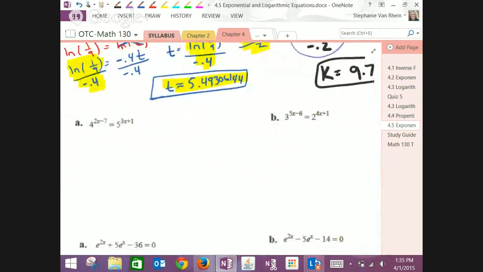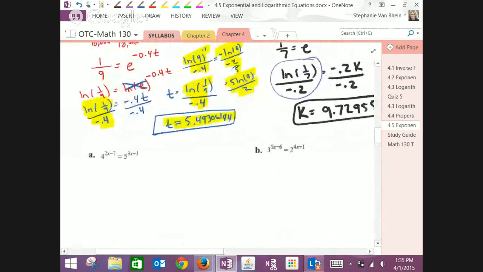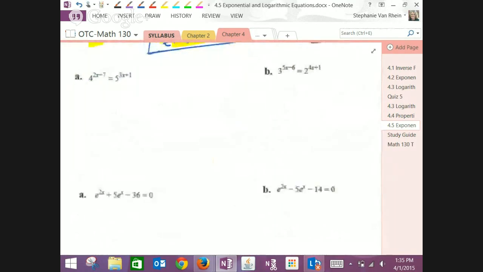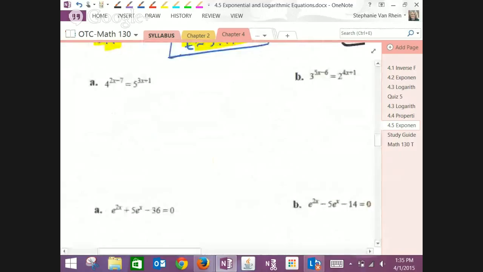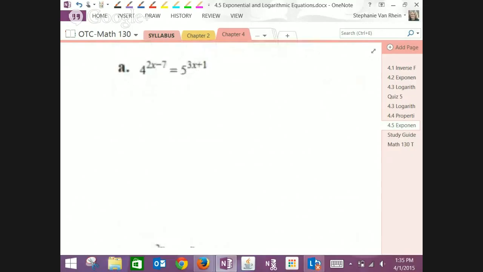These next 2 examples are 2 different ways to approach when I have different bases. There's nothing convenient here where I can take log of the same base on both sides to cancel it. So your process here, I'm going to do A, and then I'll have you guys do B, is to take the natural log of both sides and simplify. ln of 4 is just a number, and ln of 5 is just a number. So you treat it as a number.